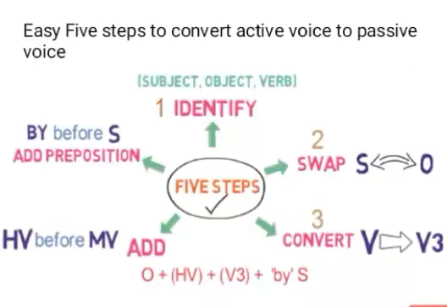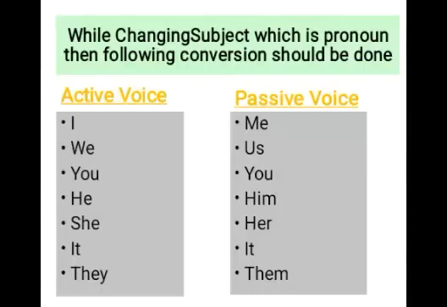So let's revise. There are 5 steps to convert the sentences to passive voice. First, identify SVO. Second, swap S to O and O to S. Third, add HV before MV. Fourth, convert V to V3. And fifth, add by before S. And also remember to change the pronouns while converting it to passive voice. I becomes me, he becomes him, she becomes her, they become them.